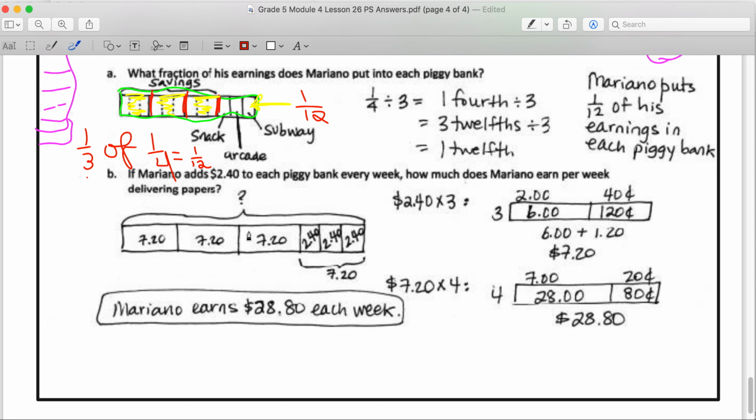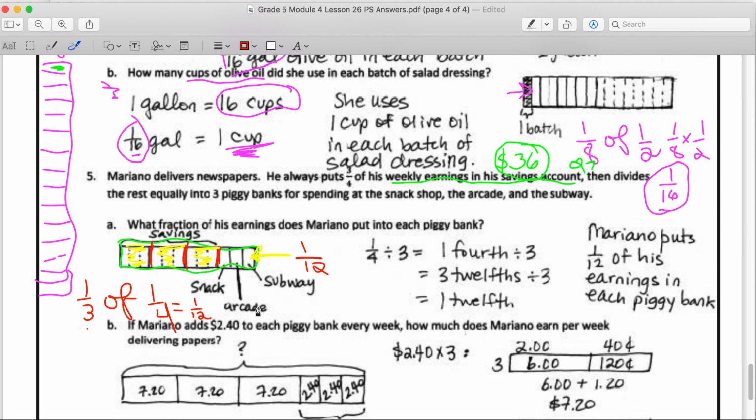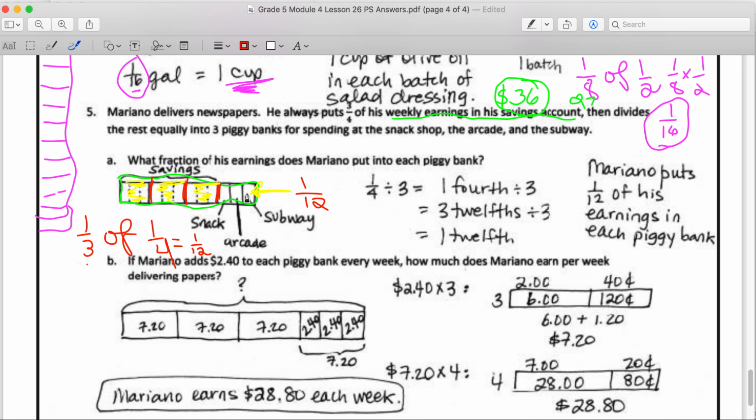Well, if that came from it originally being broken up into 4 piles, then that means that each one of these had to be $7.20. And when you add them all up, you get $28.80. Does that make sense to you? That's kind of like our example up here that there was $3, $3, and $3. That means this was 9. That means this was 9, this was 9, this was 9, and 9 times 4 is 36.